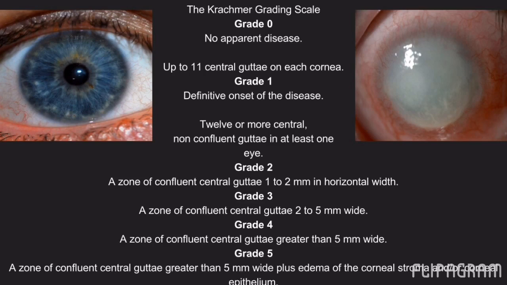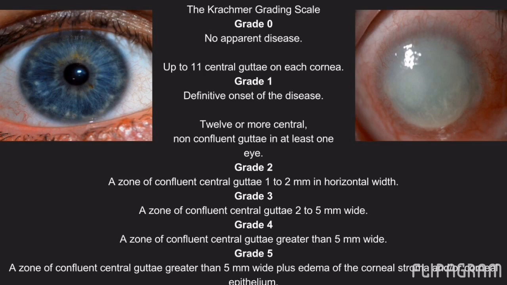By grade 3, the zone of confluent central guttae is 2 to 5 millimeters wide. What this means is you can see it, but it's not very noticeable in the beginning. As it progresses on to grade 4, you're going to be able to see it much more clearly. By grade 4, the zone of confluent central guttae is greater than 5 millimeters wide. At this point, the color of your eye is almost completely gone.